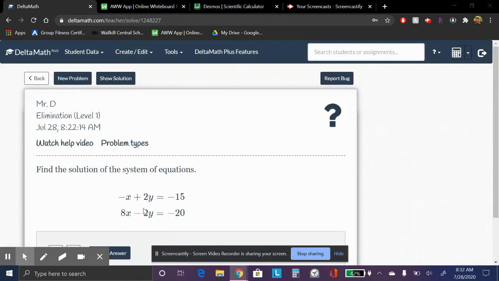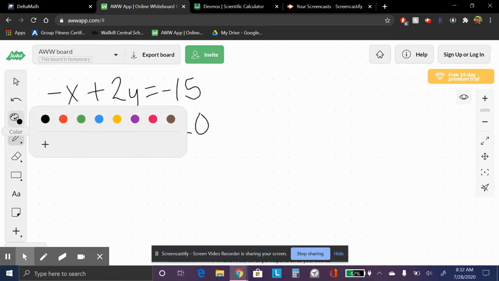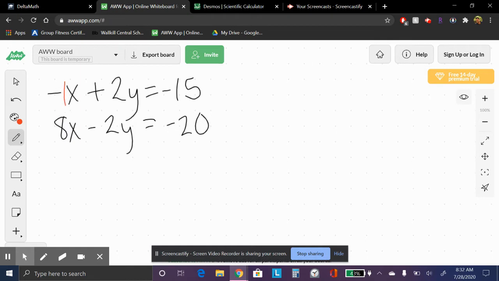So we have negative x plus 2y equals negative 15, and 8x minus 2y equals negative 20. So I wrote those on separate paper. Now you ask yourself, how am I going to solve this with two different letters, two different variables? Well, you can combine equations. So I'm going to write a -1 there. You can actually add these equations together or combine them somehow.